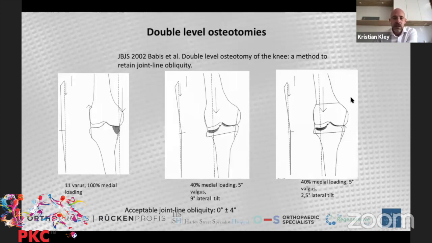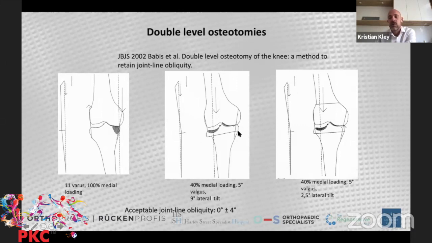And obviously you have a chance now to correct this alignment, which is obviously far varus, where the Mikulic line is almost not touching the medial border of the tibia anymore. So this is 100% medial loading at 11 degrees of varus. And you could correct this now with an isolated tibial osteotomy and come to a 40% medial loading at 5 degrees valgus, but with a 9 degree lateral tilt of the joint line. So that would be one solution. And it does not really matter whether you perform a medial opening or lateral closing tibial osteotomy. The concept of a single level osteotomy is just wrong.